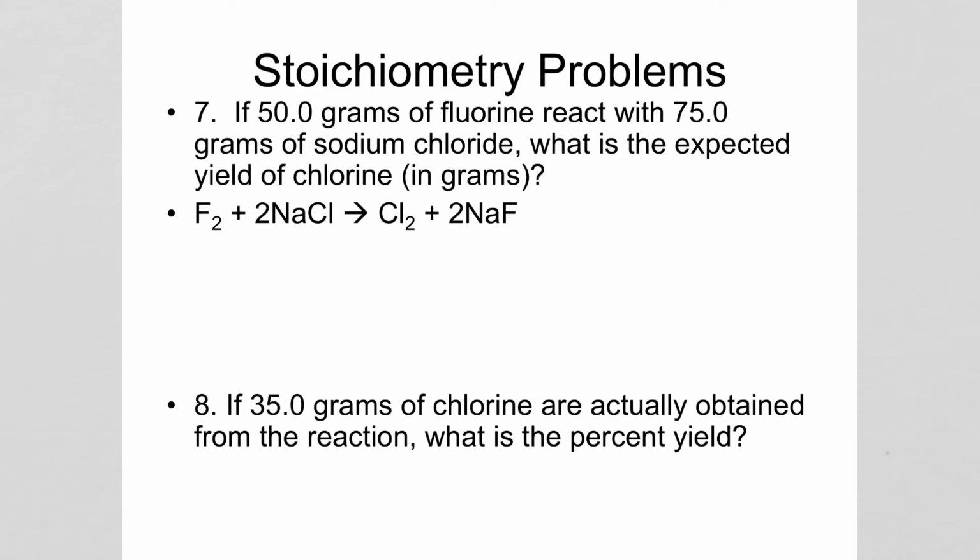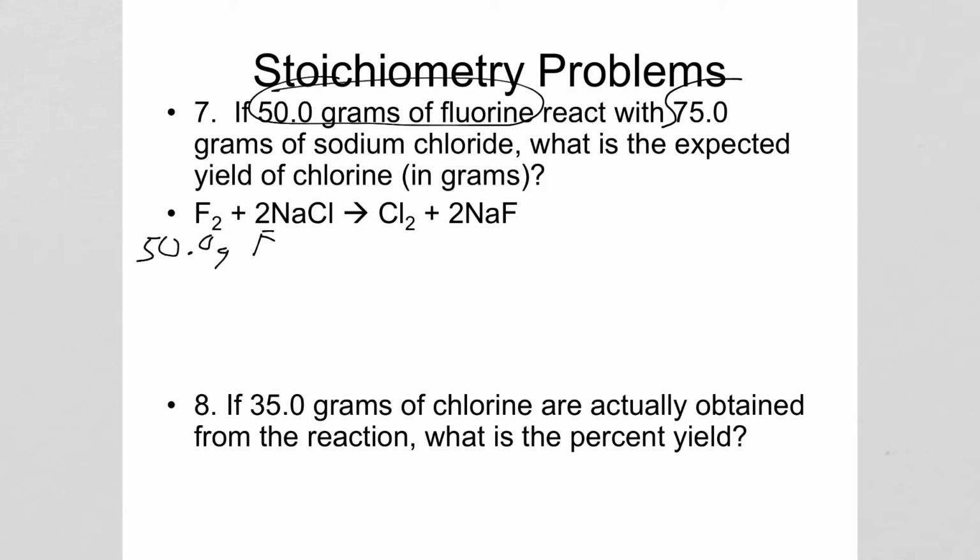So now we'll move on to problem 7. If 50 grams of fluorine react with 75 grams of sodium chloride, what is the expected yield of chlorine in grams? First thing that we have to do, since we know amounts of two different reactants, is we have to determine which one of those is limiting. So we need to take either one of them. In this case, I'm going to start with the fluorine. We could just as easily start with the sodium chloride, but I'm going to start with the fluorine.